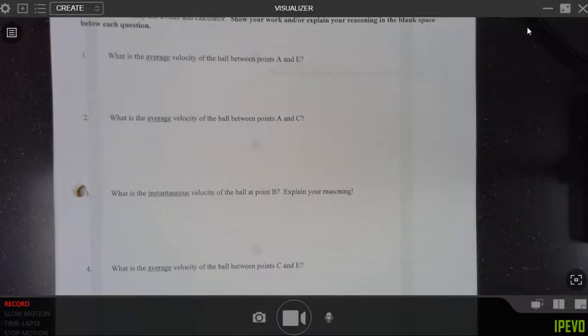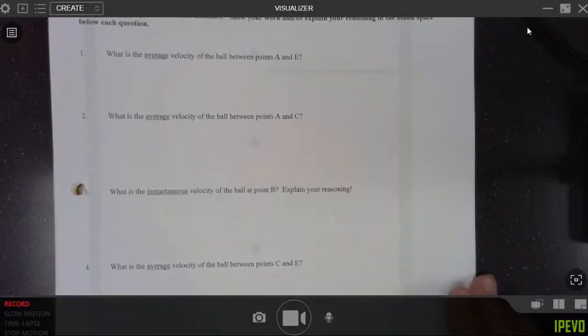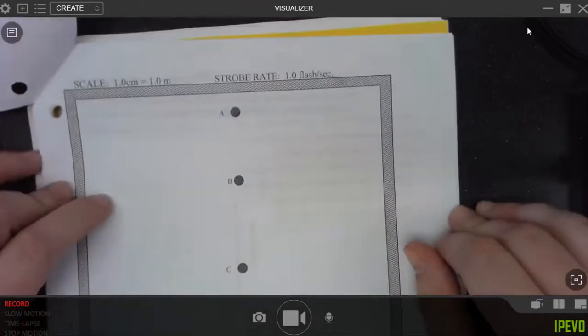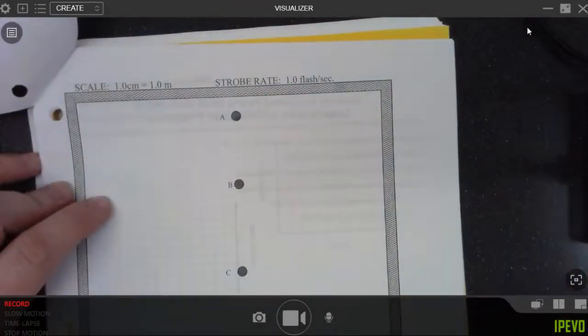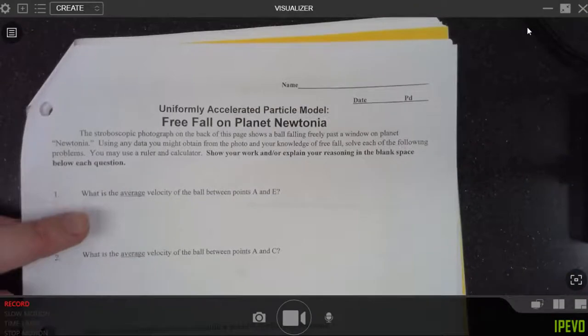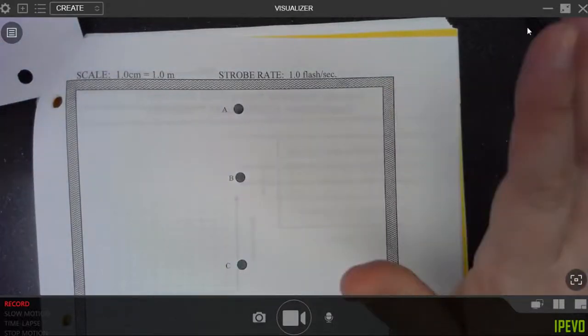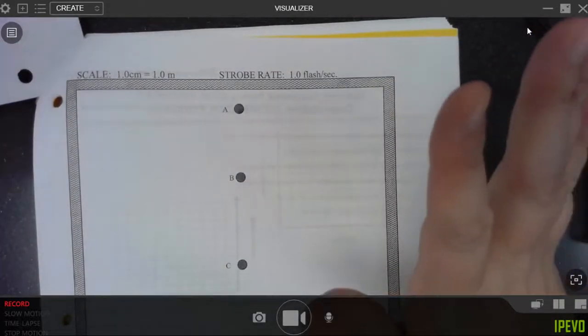But what you're going to do is collect some data. Your data is for this page. So if you flip one page over, you have a dot here. And what's going to happen is this dot represents an object that's falling on planet Newtonia. Just go with it. It's fun. You're going to collect some data.